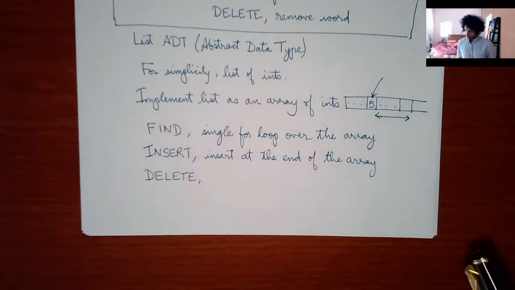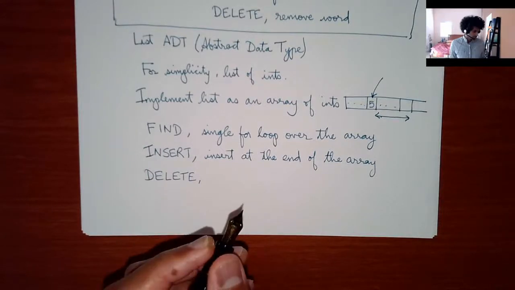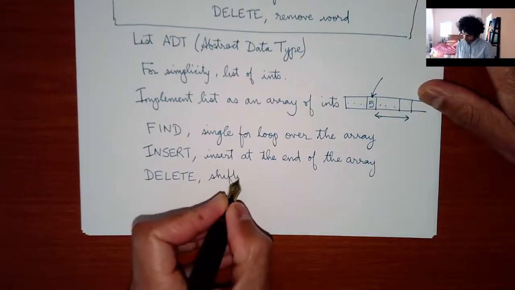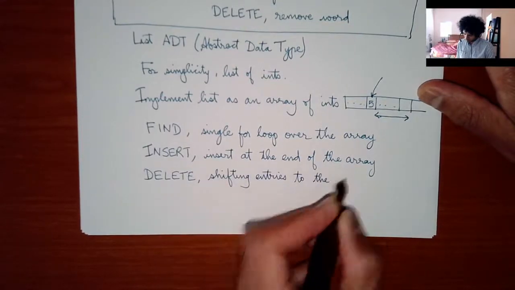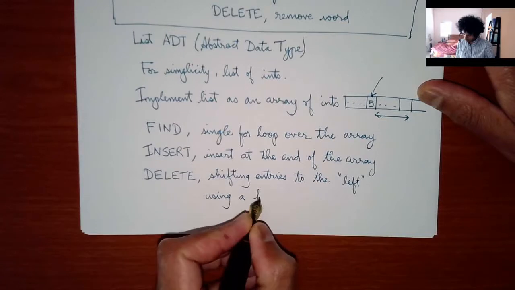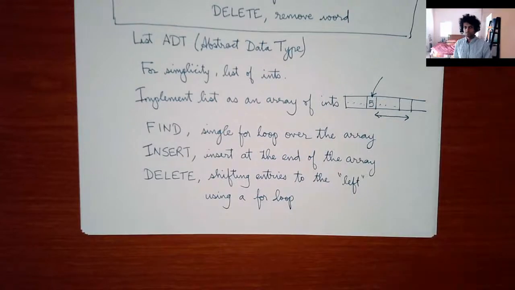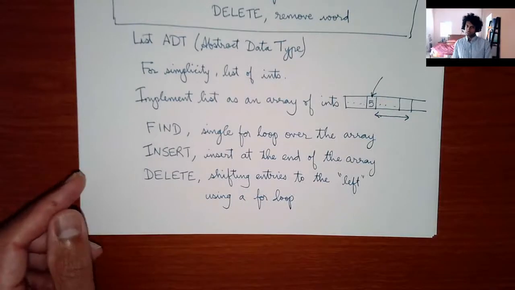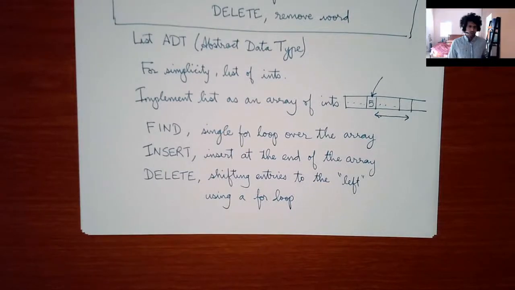All right. So delete, you can implement a delete by just shifting entries to the left using a for loop, right? So you could just shift all of these entries down by 1, and that would give you how you would implement the list as an array of ints, right? So you can do find, insert, delete. You can do an update, basically using for loops. So if you think about it, that would be the simplest implementation.